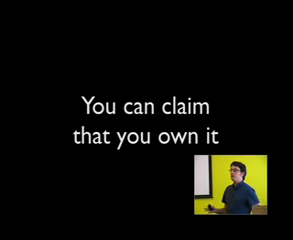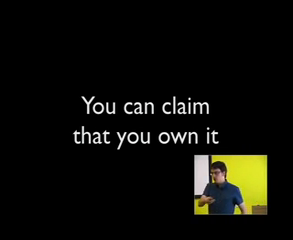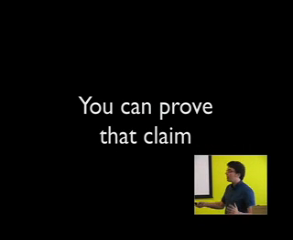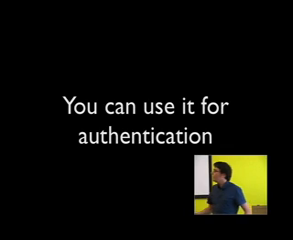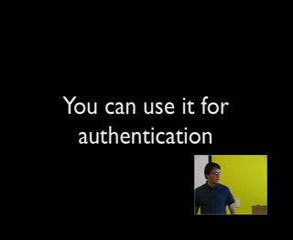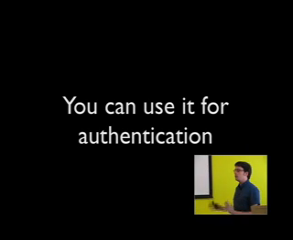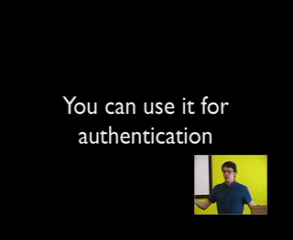Really, with OpenID, you can only do one thing. It's very simple. You can claim that you own it. I can make an assertion to someone that I own simonwillison.net or I own swillison.livejournal.com. And then I can prove that claim. Why is that useful? It's because you can use it for authentication. The fact that you are the only person who can assert ownership over a particular URL means you can use that fact to authenticate with services.